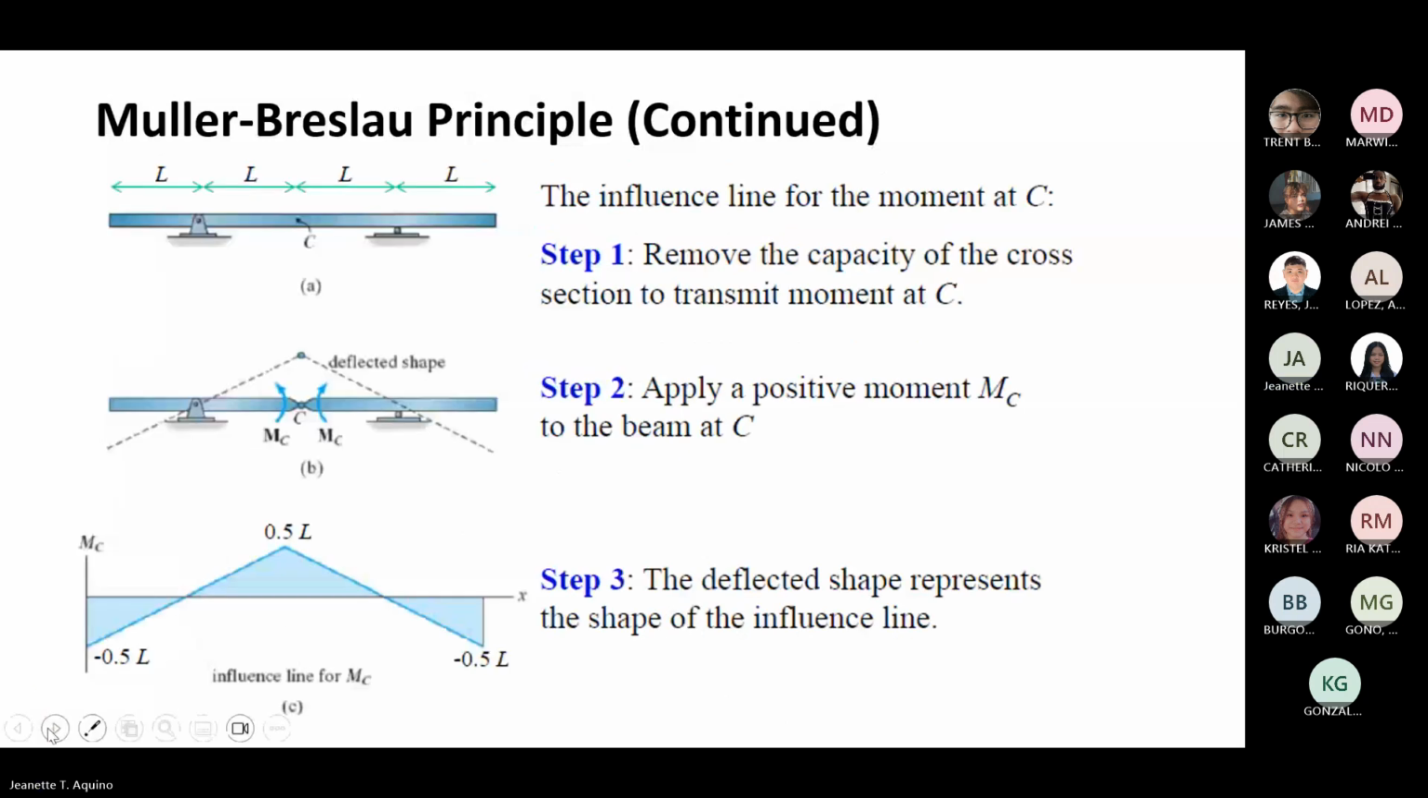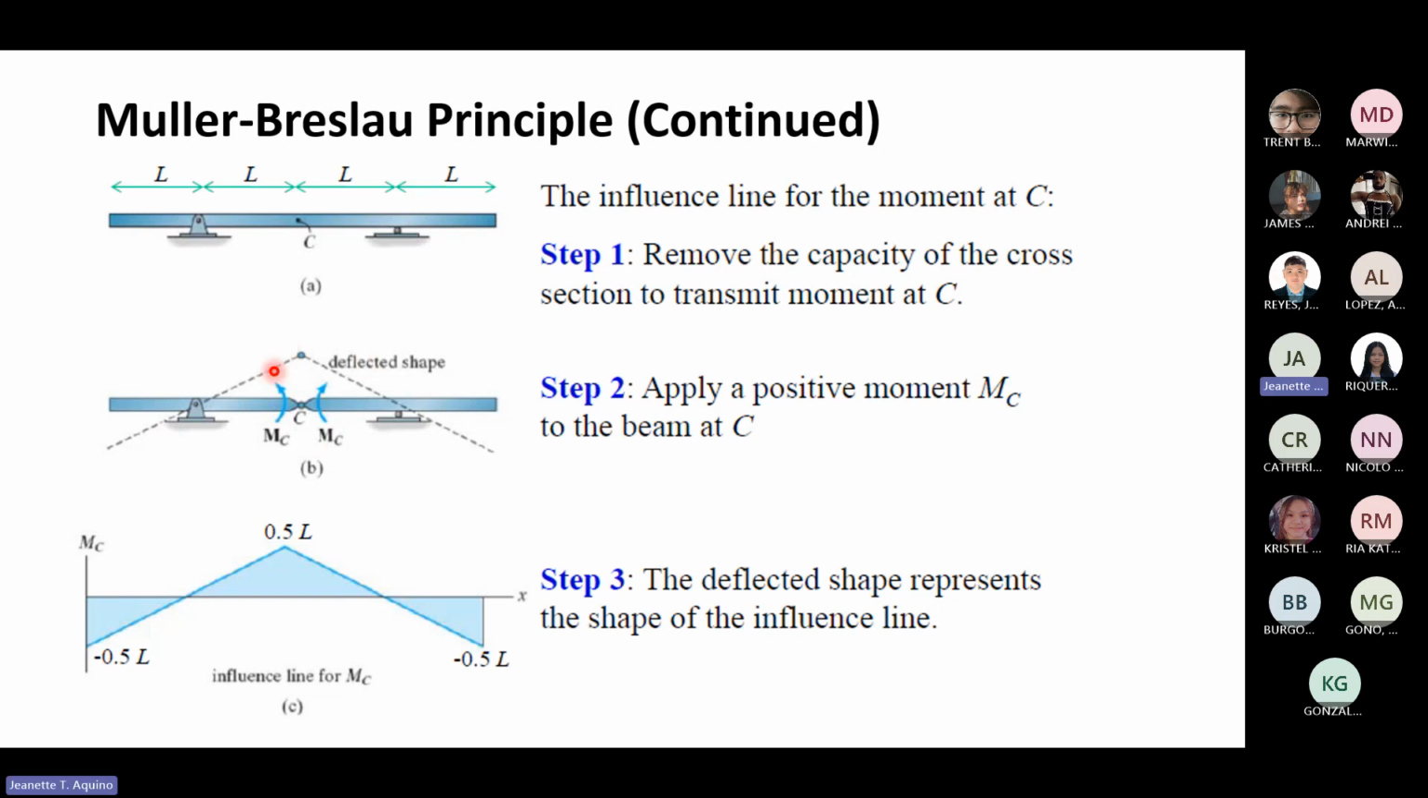Okay. So for this beam configuration, we have a hinge and a roller. And if you want to know the influence line for the moment at C, step 1 is to remove the capacity of the cross section to transmit moment at C. So we will remove this capacity. So it will deflect this way.